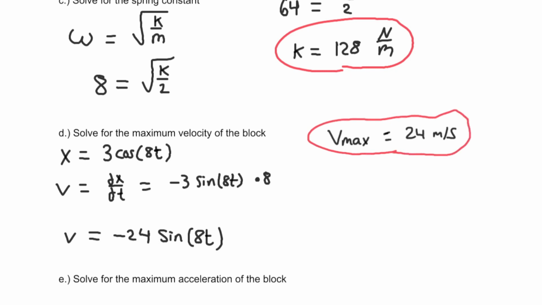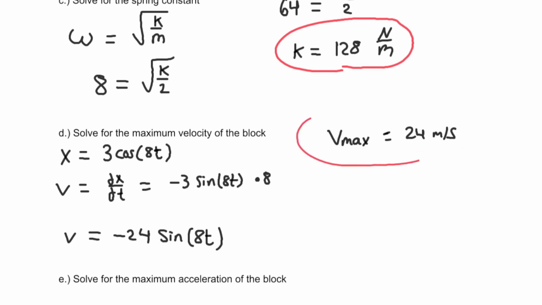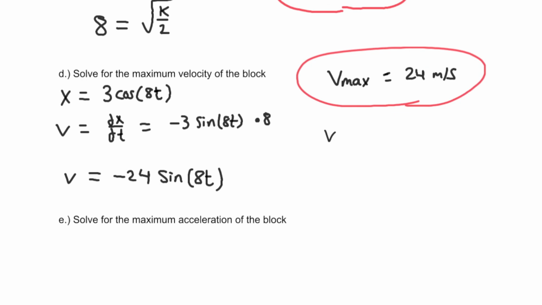But also, if you're feeling like using a formula, we can use the following result, which we basically just proved: v max is equal to the amplitude times omega. The amplitude of the motion was 3, and omega was 8. So we get 24 meters per second once again, as we expected.